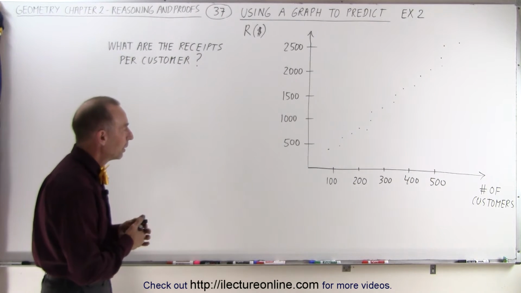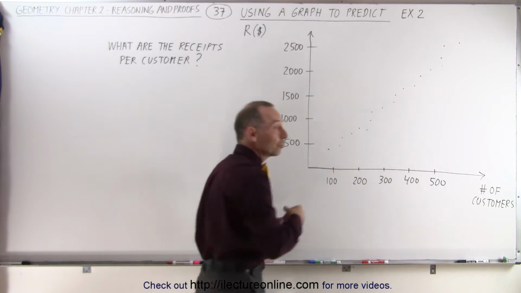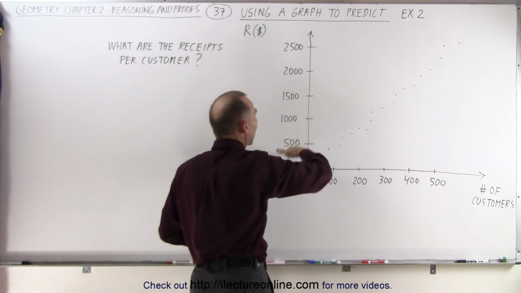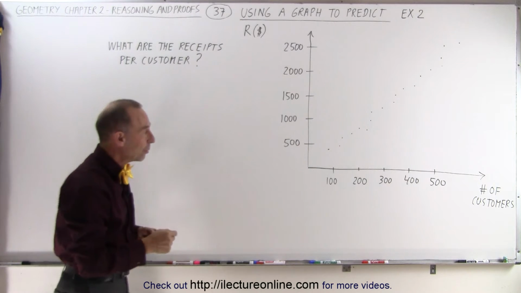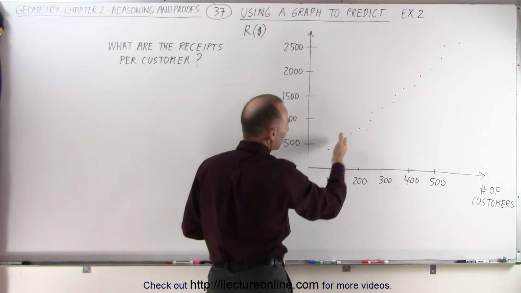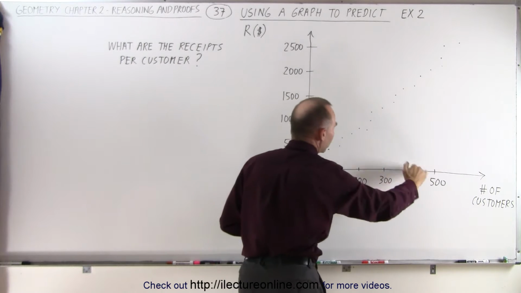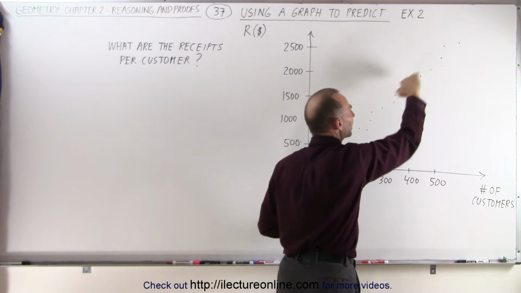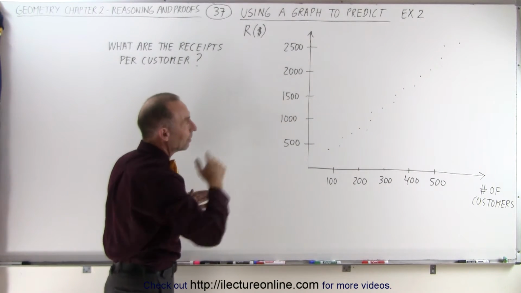Here's another example of how we can use a graphical method to try and find the answer. Here we were told that there's a restaurant that counts the number of customers that walk through the doors every given day, and then keeps track of how much money they have received in sales during that day. When you plot the number of customers versus the amount of dollars received, the dots follow a kind of straight line on the graph.